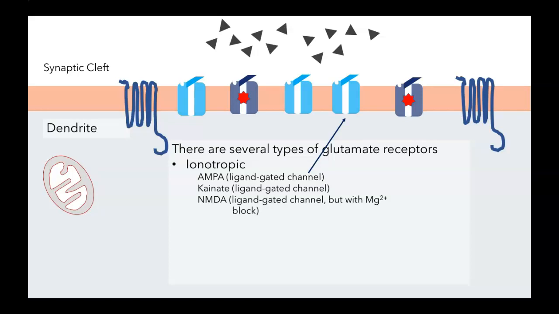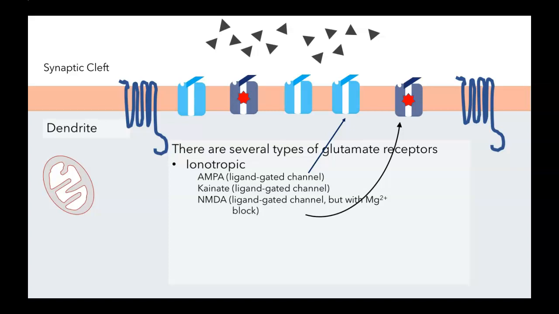In glutaminergic synapses, there can also be a second type of ligand-gated channel. This is a little bit more complicated because it has a binding site where it can bind glutamate and open up, but there's an additional magnesium block which needs to be removed in order for ions to move, and I'll show you more about that in a little bit.